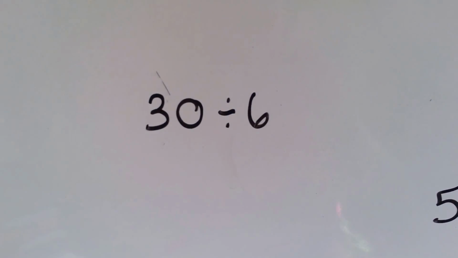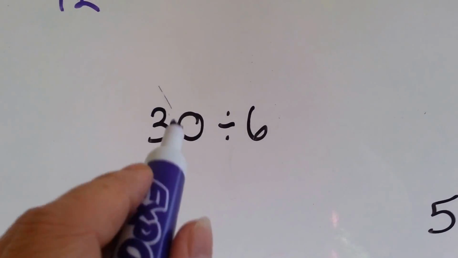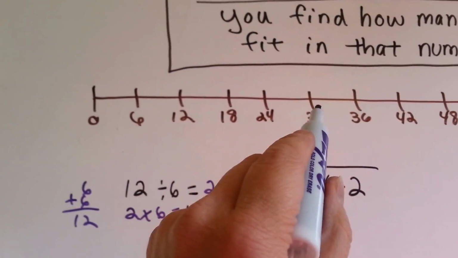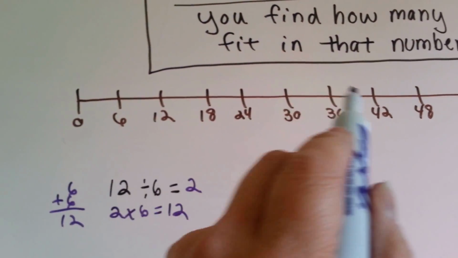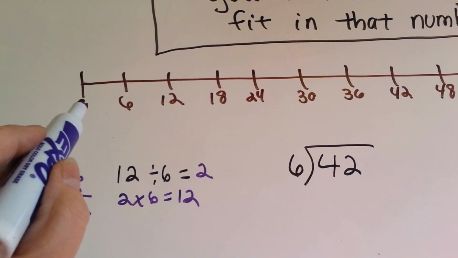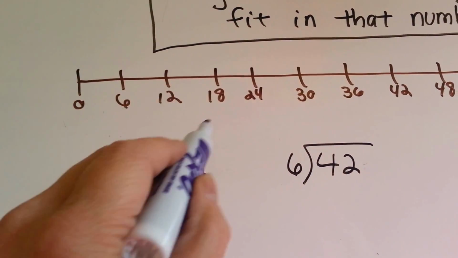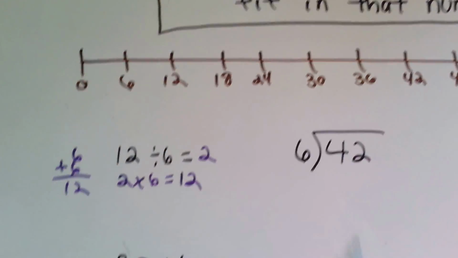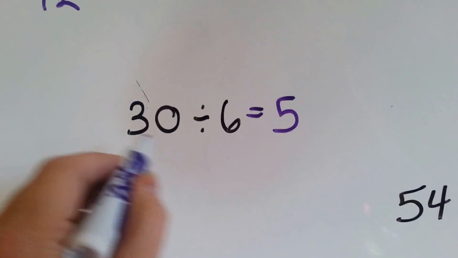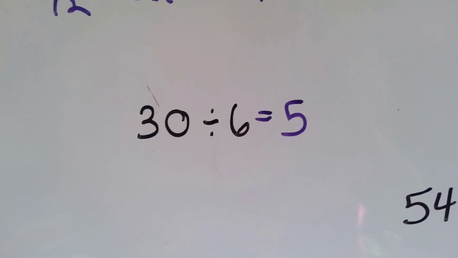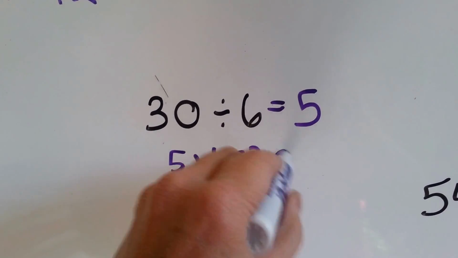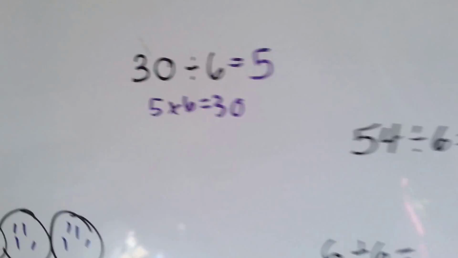Let's try this one. 30 divided by 6. How many 6's can we fit into a 30? All right? So here's 30 on the board. This is skip counting by 6's. Let's see how many times we skip count to get to 30. 1, 2, 3, 4, 5. That means 30 divided by 6 equals 5. 5 times 6 equals 30. See that? That's the inverse.